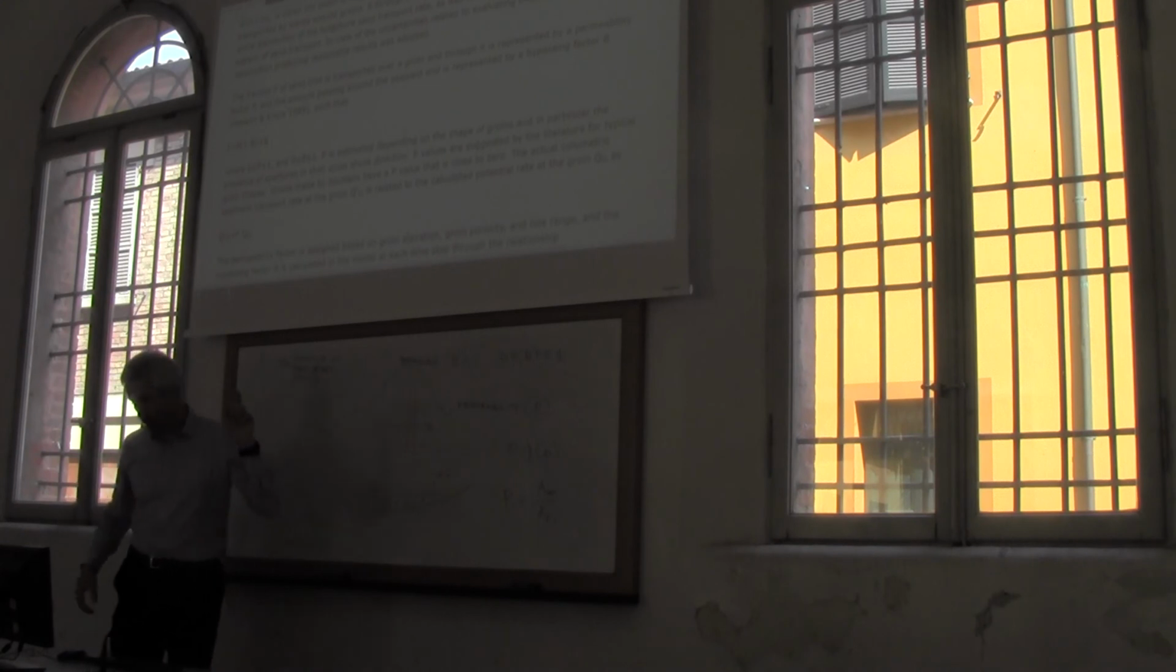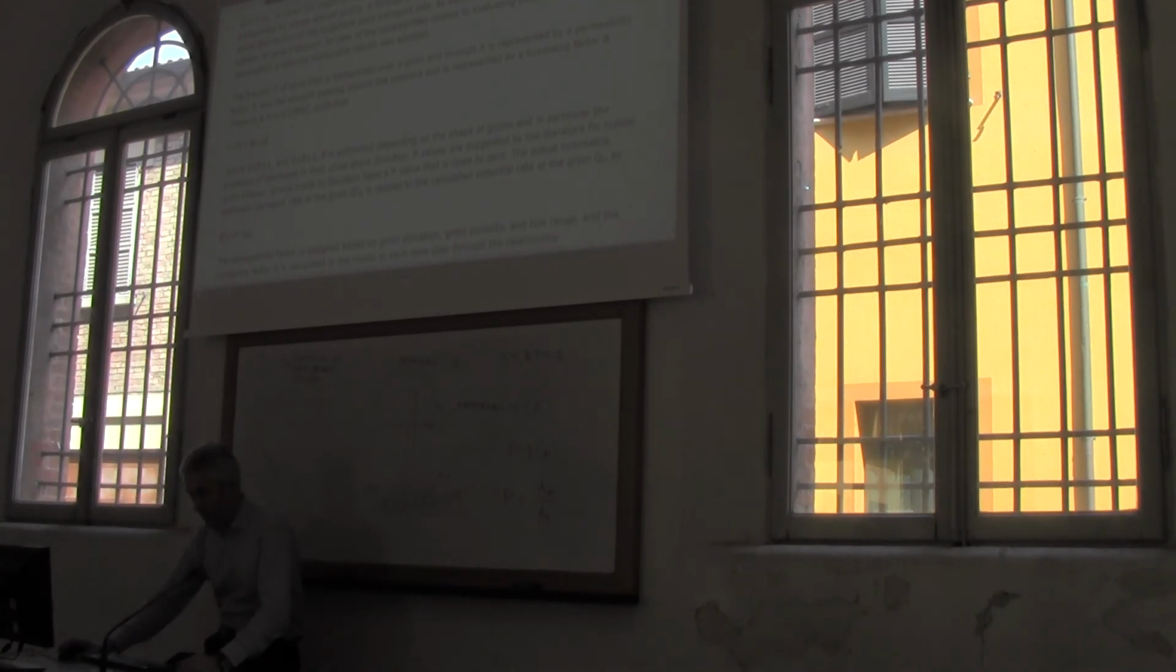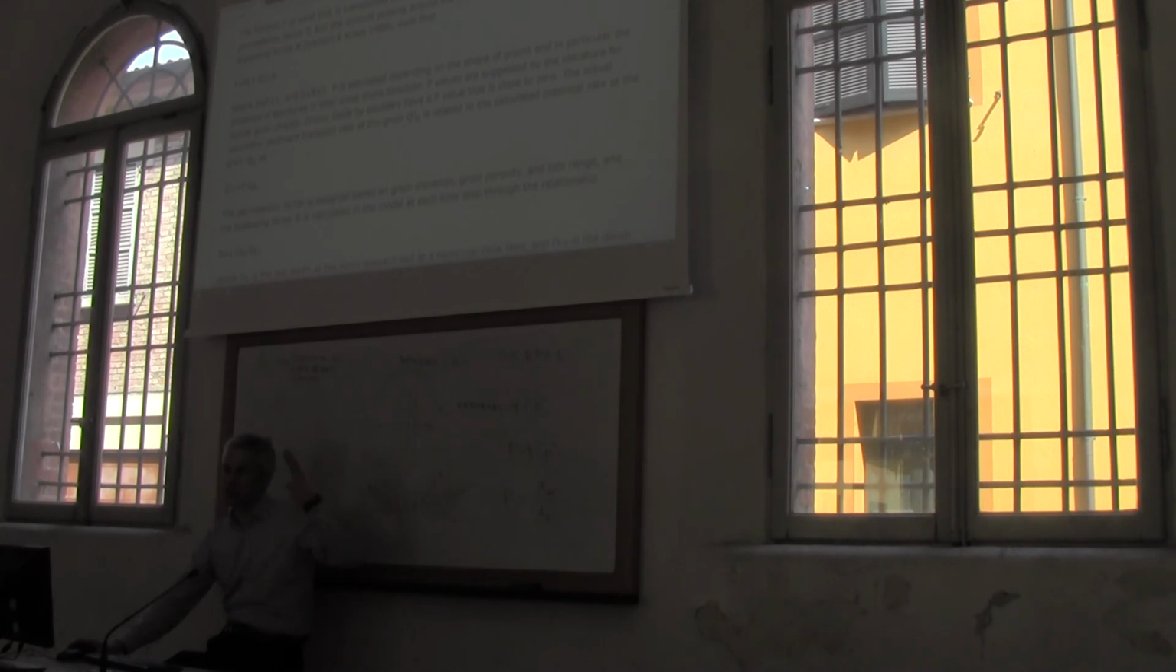Now, if you look at what is written in the web page, it is more or less the same thing. P is estimated depending on the shape of the structures, and in particular the presence of apertures. I call them windows, so you can call them windows or apertures in their cross-shore direction. Here it says cross-shore direction to mean the longitudinal direction of the structures. P values are suggested by the literature for typical structure shapes, which is more or less what I told you. Structures made by boulders have a P value that is close to 0.